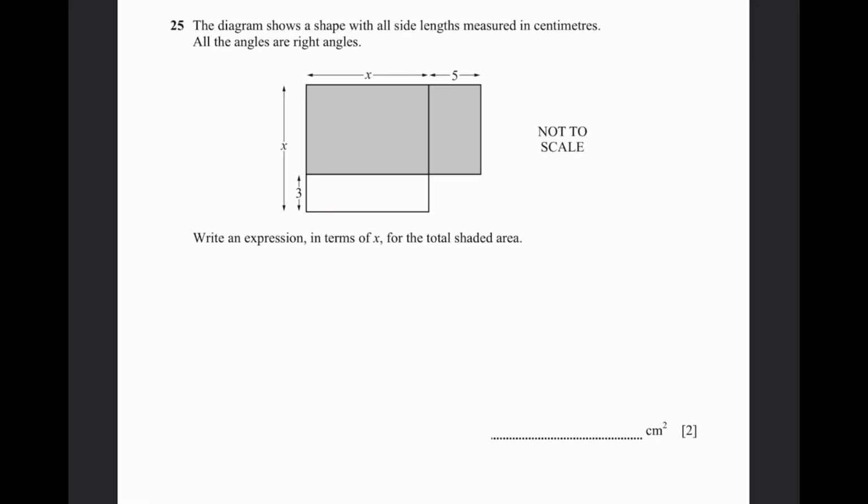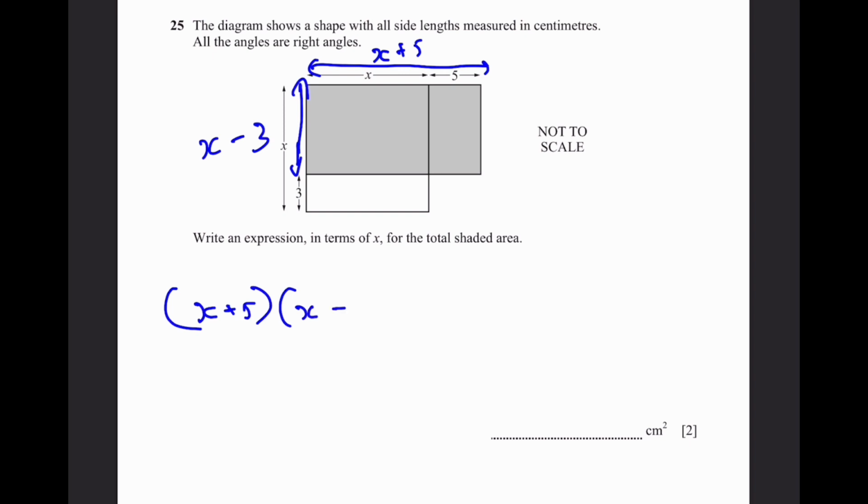The diagram shows a shape with all side lengths measured in centimeters. Write the expression in terms of x for the total shaded area. This length is x. And this is 3, which means this length will be x minus 3. Like that. The full length here is x plus 5. I shall write that. That means x plus 5 into x minus 3 is shaded. That's the area which is shaded.